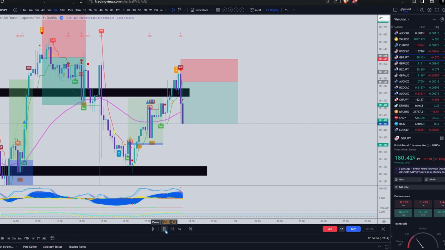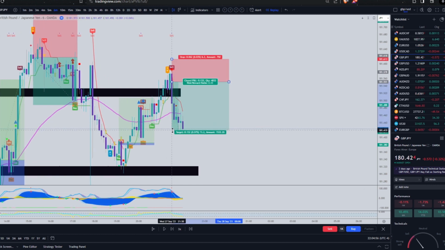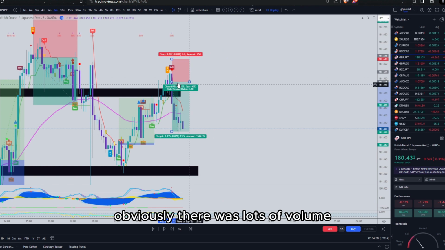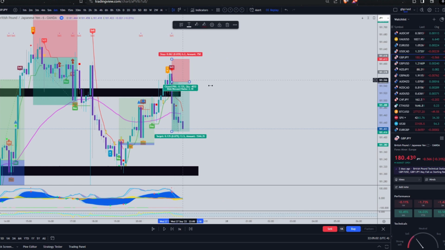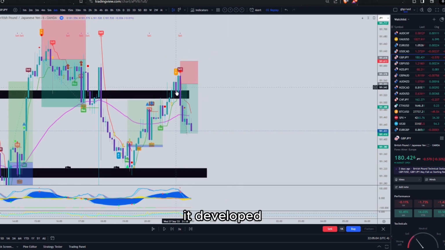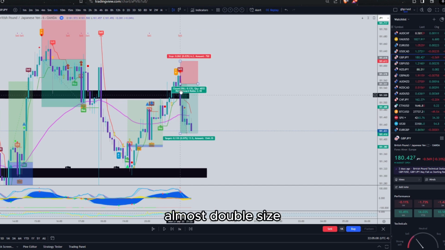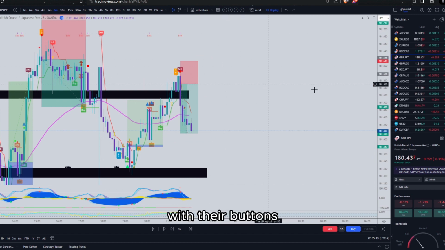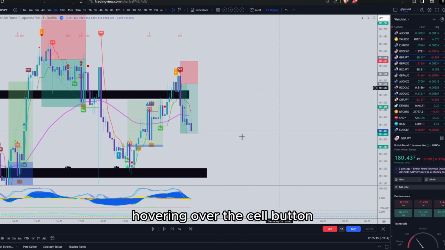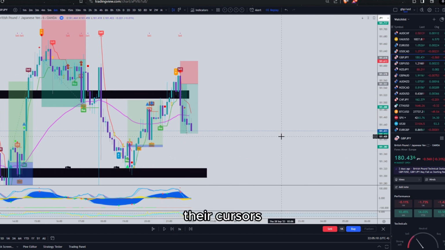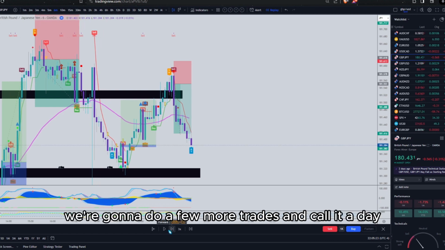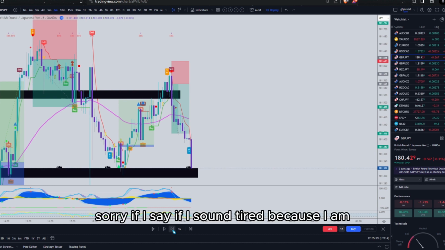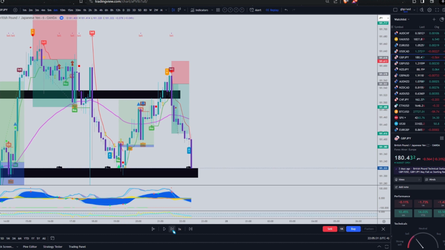Let's watch, shall we? Boom. Obviously, there was lots of volume because of that big wick. Lots of volume. That's what it's saying. It enveloped the buy candle completely, almost double its size, telling you that there's a bunch of sellers with their buttons hovering over the sell button. Their cursors, hovering over. All right, we're going to do a few more trades and call it a day. Sorry if I sound tired, because I am.